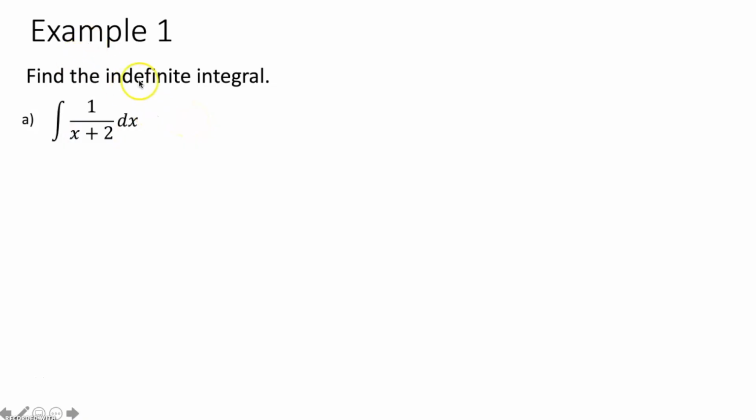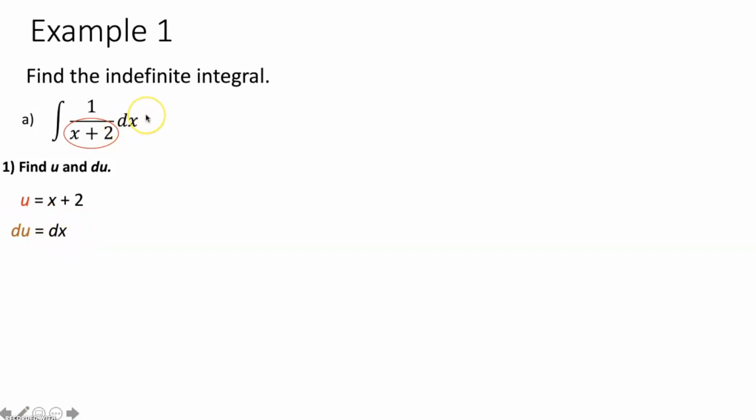Example 1 says find the indefinite integral. So we're taking the integral of 1 over x plus 2 dx. We said anytime we're taking the integral of 1 over a function in terms of x, we can use u substitution in order to evaluate that integral. So we're going to set u equal to our denominator, which in this case would be x plus 2. Therefore, the derivative of u with respect to x is du dx. The derivative of x with respect to x is just going to be 1. The derivative of 2 is going to be 0. Multiply both sides by dx, we get du is equal to dx.